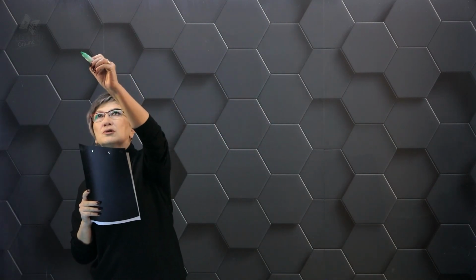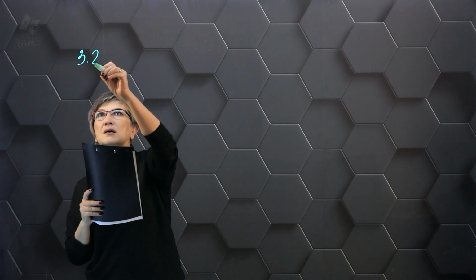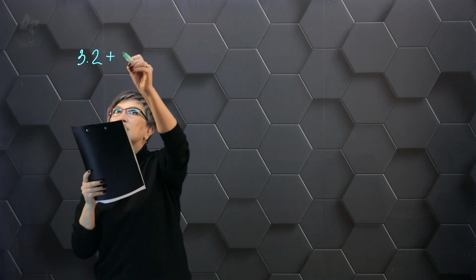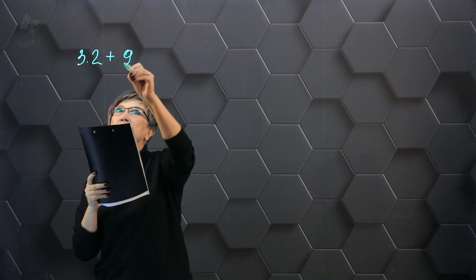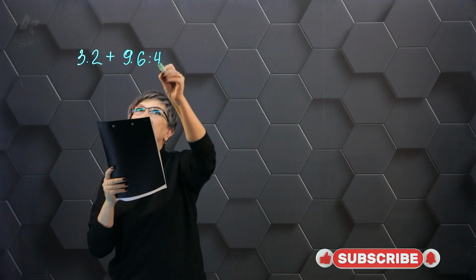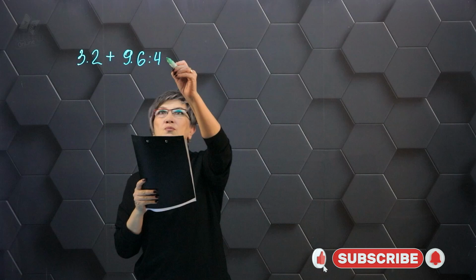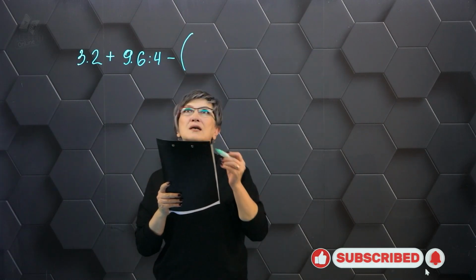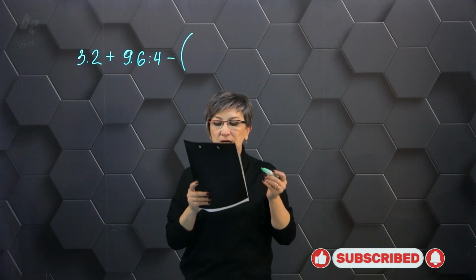Hello, today in the lesson we will study another example in which we will add, subtract, divide and multiply decimal fractional numbers. The example looks like this. We're going to add 3 whole numbers, 2 decimals. We'll need to add the result of dividing 9.6 by 4.